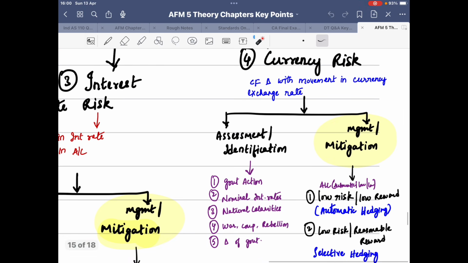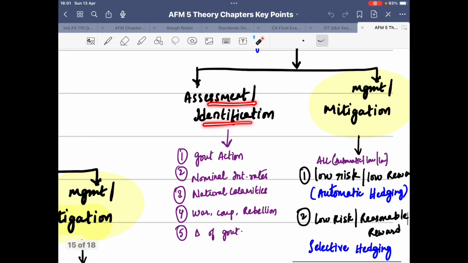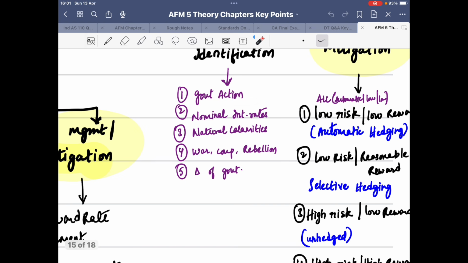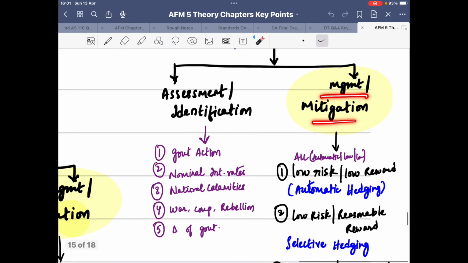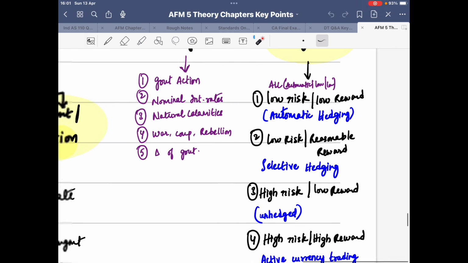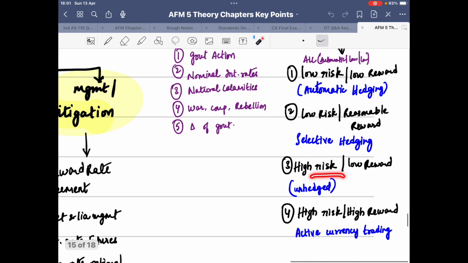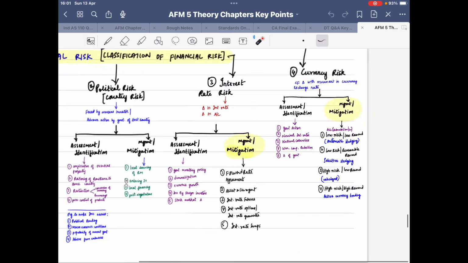Currency risk: cash flow changes with movement in currency exchange rate. Assessment or identification: government action, nominal interest rates, natural calamities, war, coup, rebellion, change of government. Management or mitigation: low risk, low reward, automatic hedging. Low risk, reasonable reward, selective hedging. High risk, low reward, unhedged. High risk, high reward, active currency trading.